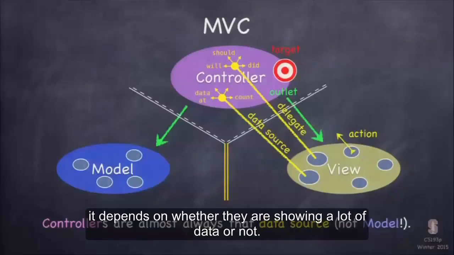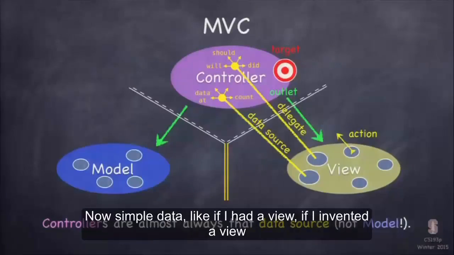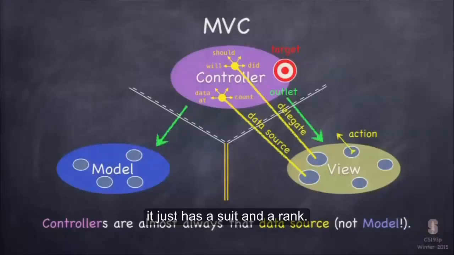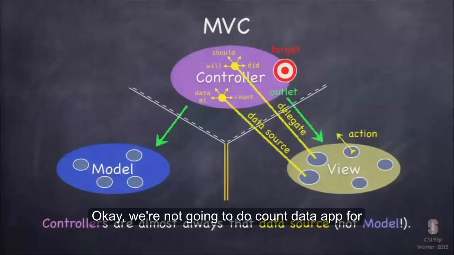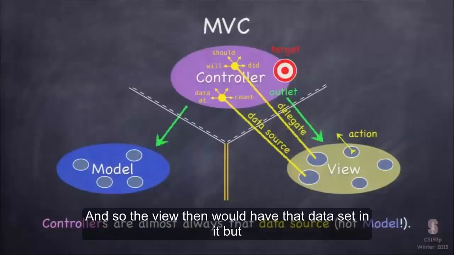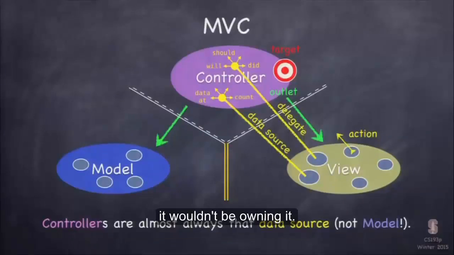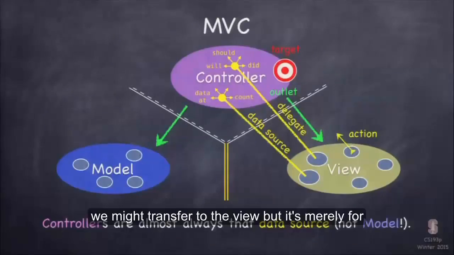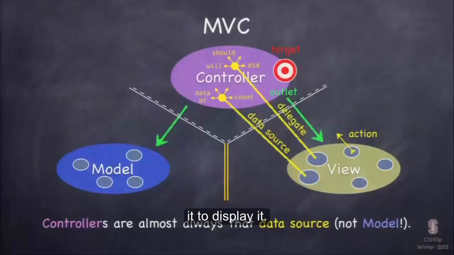It depends on whether they're showing a lot of data or not. Now, simple data, like if I invented a view for my card game called playing card view, and it just has a suit and a rank, okay, we're not going to do count data for just suit and rank. We are going to set those properties. And so the view would have that data set in it, but it wouldn't be owning it, right? The model would still be owning the suit and rank. The view is just getting that data to present it. Okay, so simple data we might transfer to the view, but it's merely for it to display it.